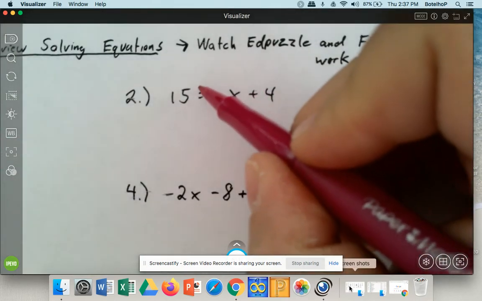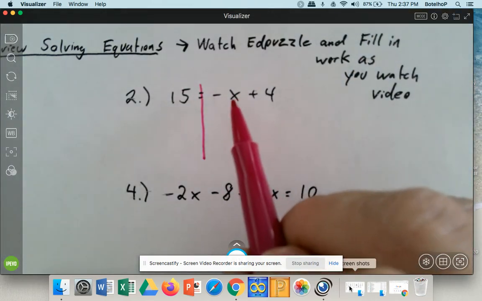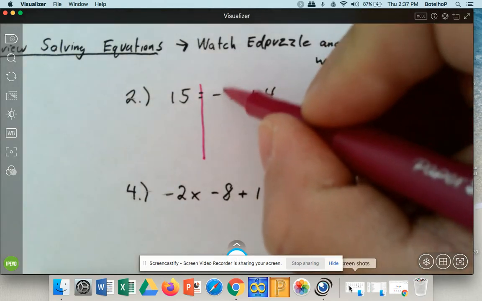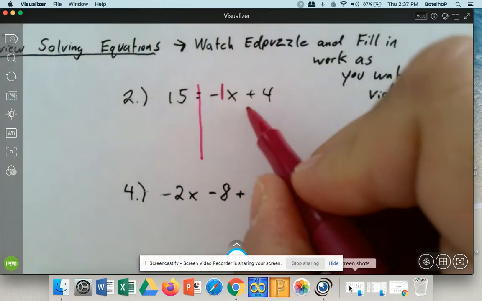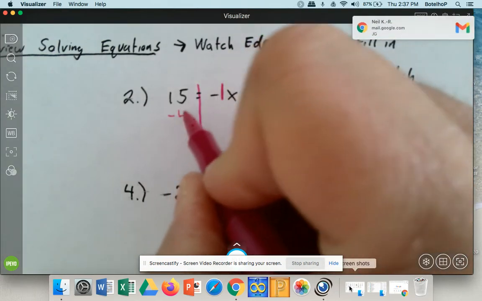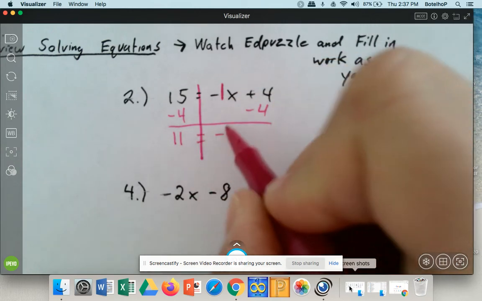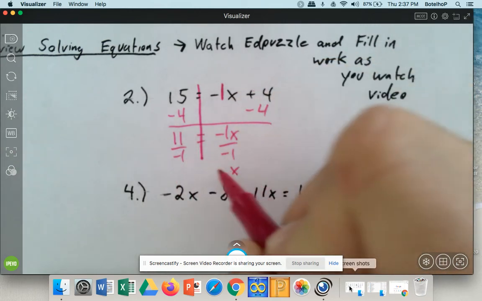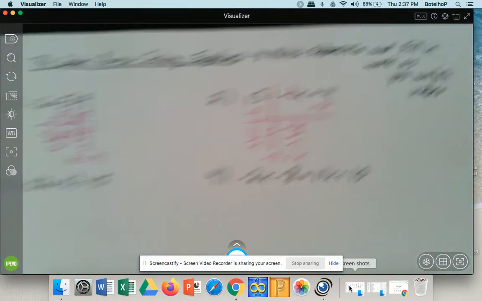Number 2, again, put the line down the middle. It helps me. This time the variable is on the right-hand side. And something else that's different is there's an assumed 1 that usually goes right there. So I subtract 4 here, subtract 4 here. I'm left with 11 equals negative 1x. Divide by that, assume negative 1. X equals negative 11.